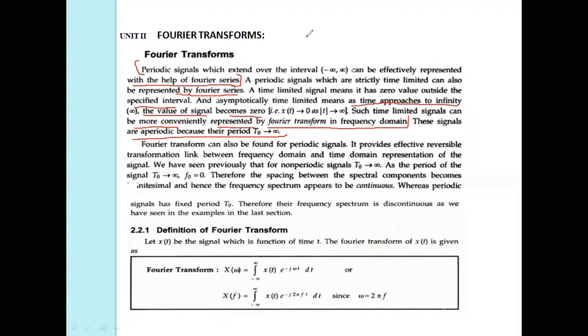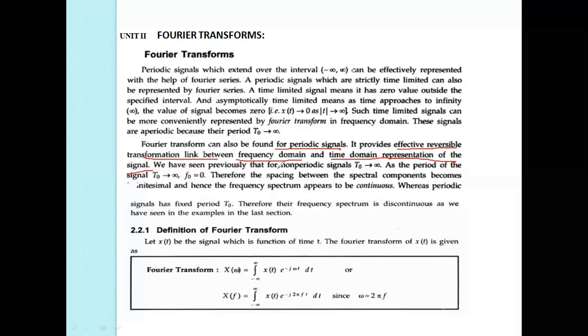So the Fourier transform can also be found for periodic signals. It provides an effective reversible transformation link between the frequency domain and the time domain representation of the signal. So we have the Fourier transformation and the inverse Fourier transformation also. But in the Fourier series, we don't have the inverse Fourier series.